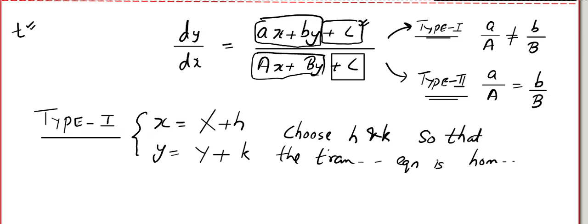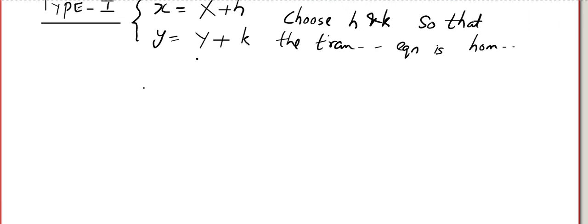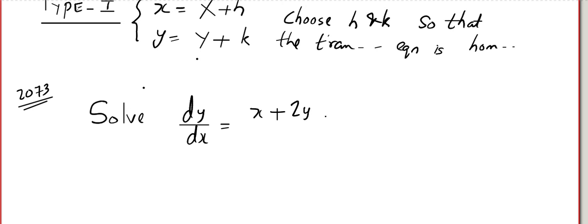Okay, so let's start with type 1. They asked in 2073 Chaitra, and let's do that question. So the question goes like this: solve dy by dx equal to (x plus 2y minus 3) the whole divided by (2x plus y minus 3).